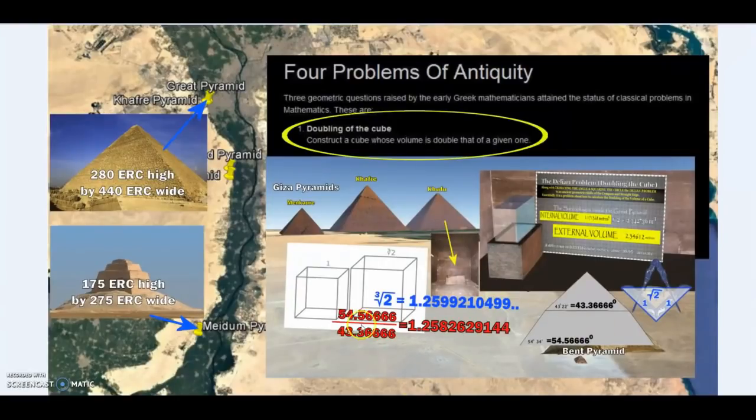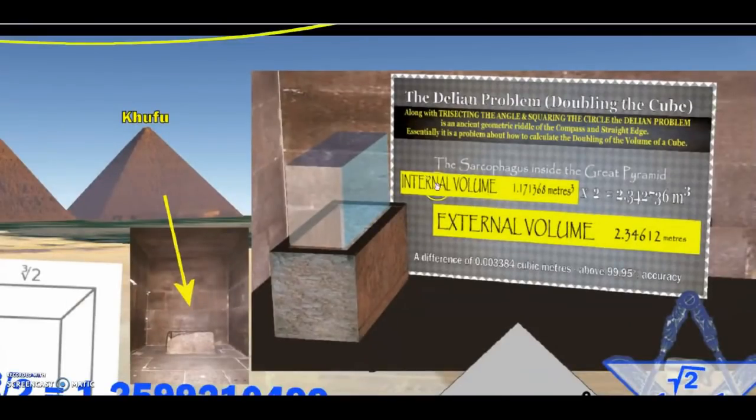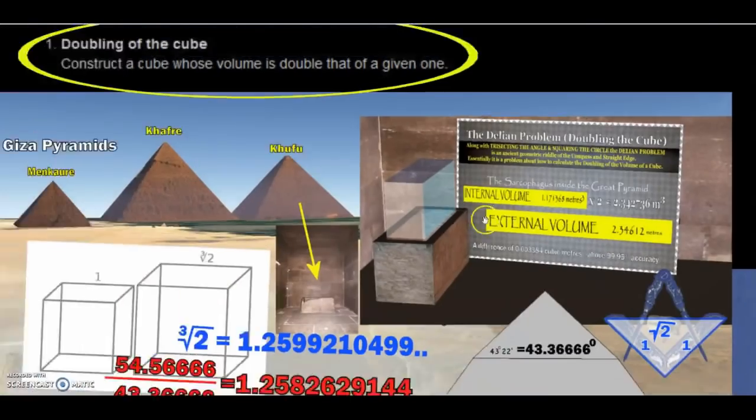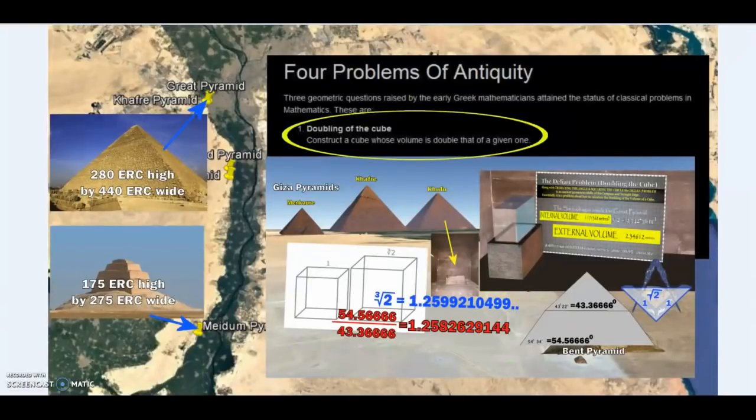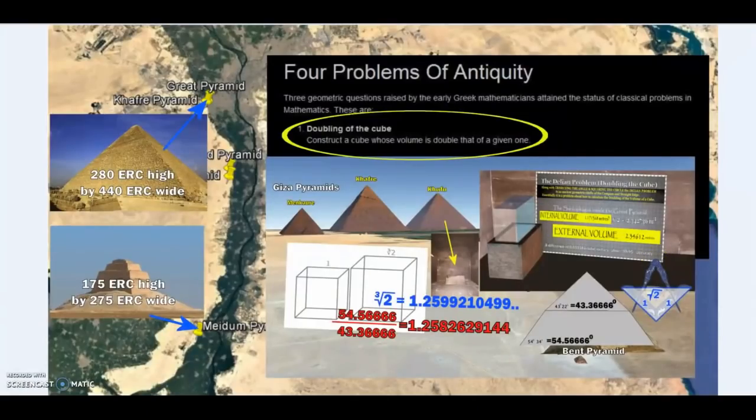But in the bent pyramid, we have the Delian Problem being solved in the sarcophagus inside the upper chamber, or king's chamber. The internal volume is 1/2 of the external volume, again above 99, or even higher, 99.95% accuracy. Again, if you can achieve that in real world conditions, you're doing really well. And so that's the first of the problems of antiquity, the geometric connections between all of the pyramids rather than just focusing on the one.